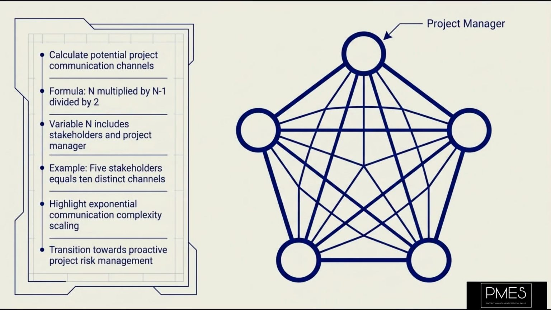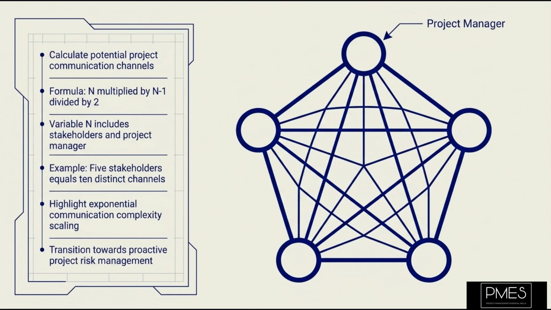A key technical element in communications planning, often tested on the Certified Associate in Project Management exam, is understanding the number of potential communication channels. This calculation helps you appreciate the rapidly increasing complexity of communication as more stakeholders join a project. The formula for calculating potential communication channels is n multiplied by n minus 1, then divided by 2. Here, n represents the total number of identified stakeholders, including the project manager.